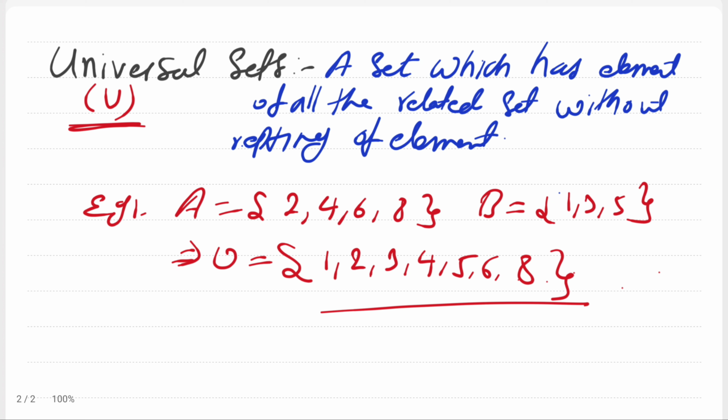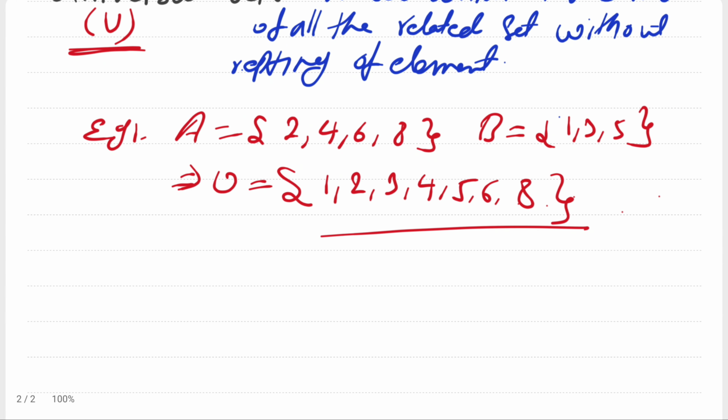We write all the elements of both A and B in one proper manner. That is our universal set. Do you understand? If you understand, that's good. Let me take another example. Example number 2.